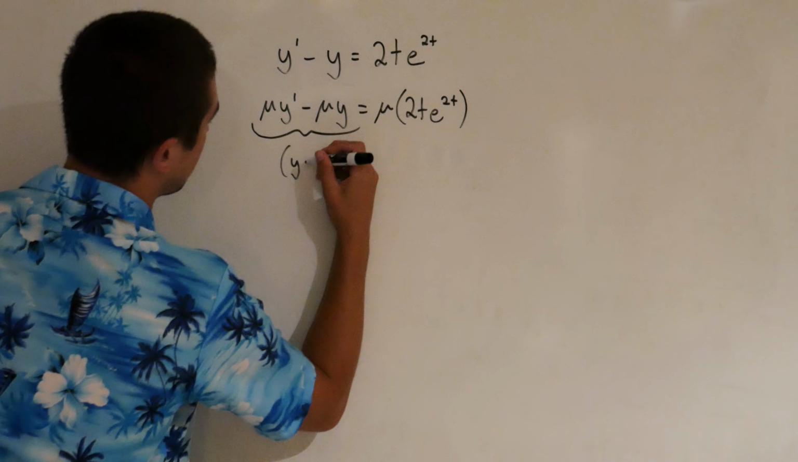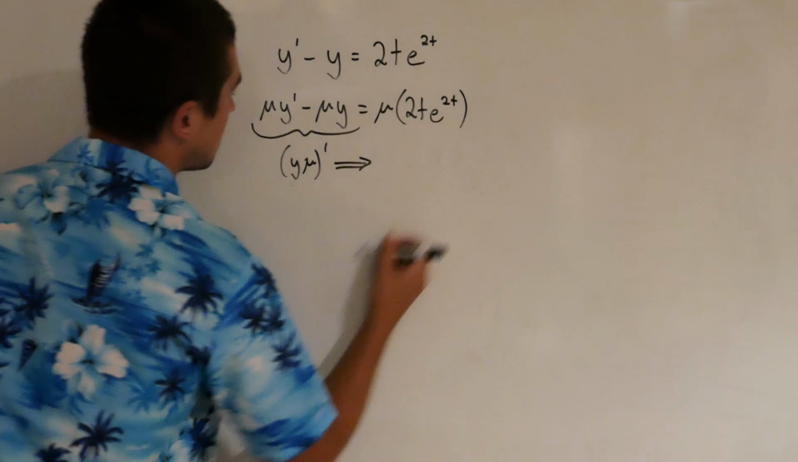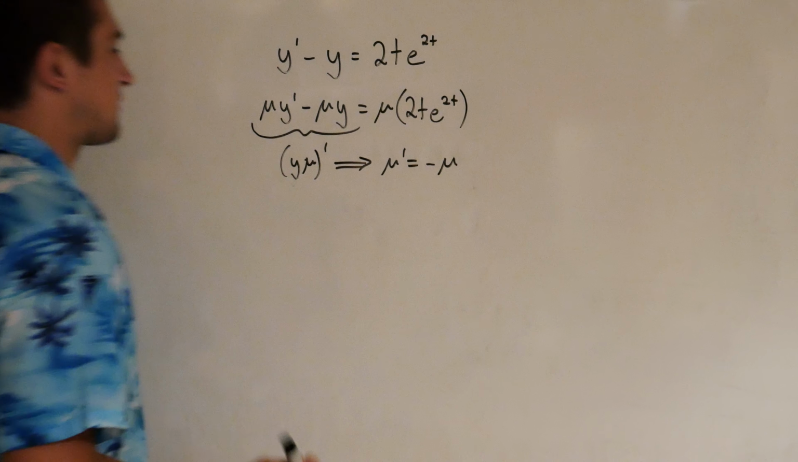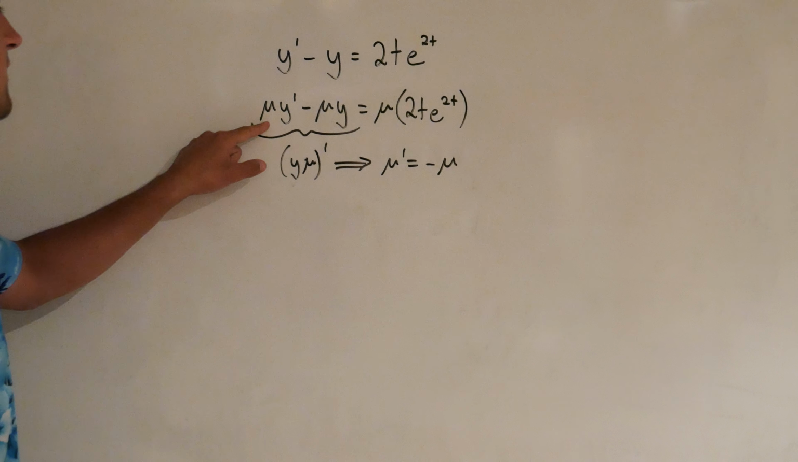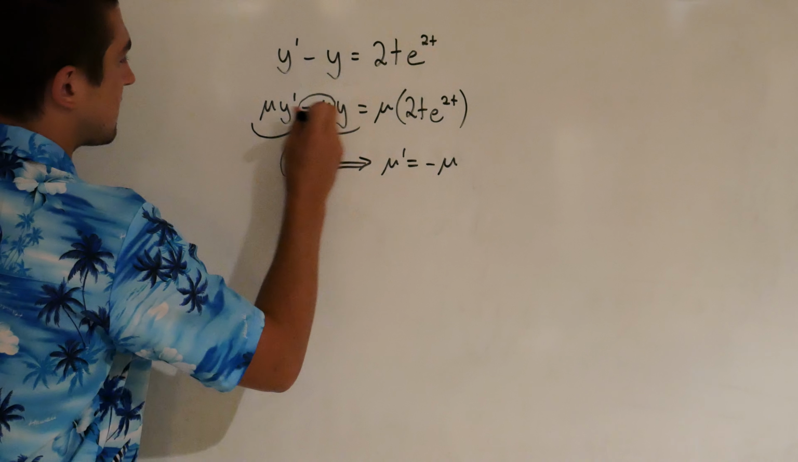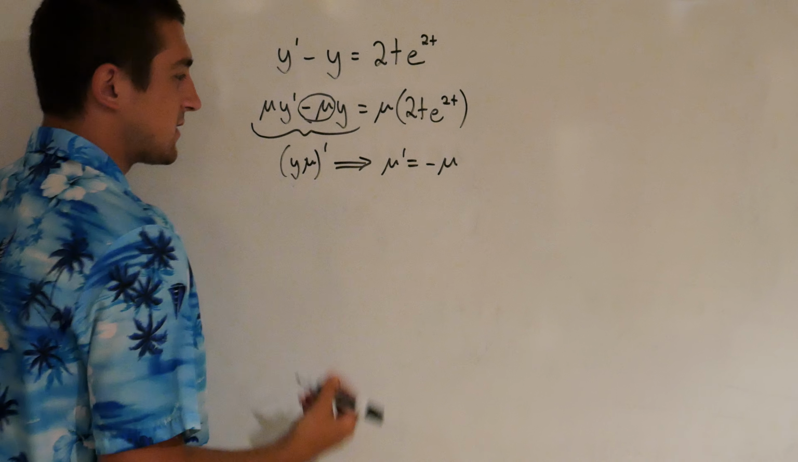Now I'm going to recognize that this left-hand side is just the expansion of the product rule of the derivative of y times mu, and that is true if mu prime is equal to minus mu, because we have the derivative of our first function times our second function, and then our first function times this must be the derivative of our second function.